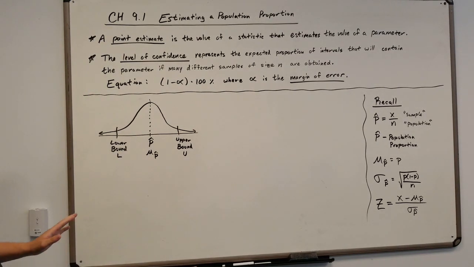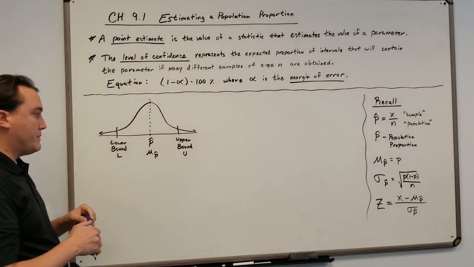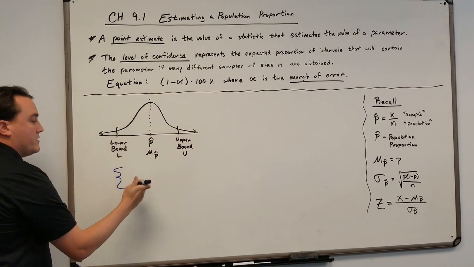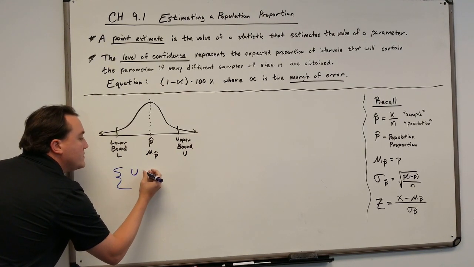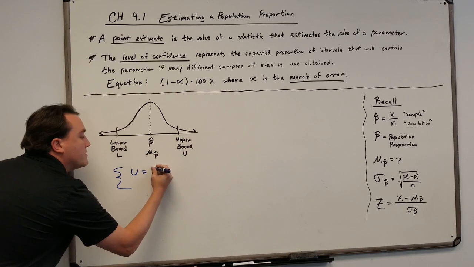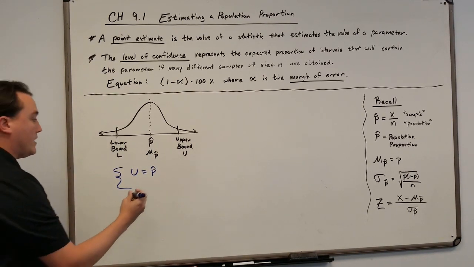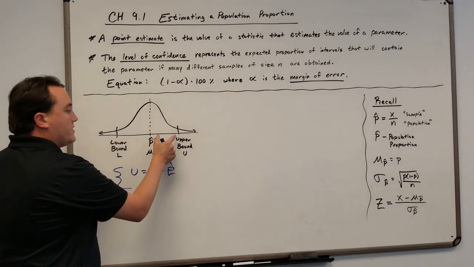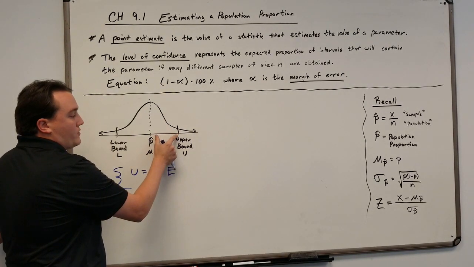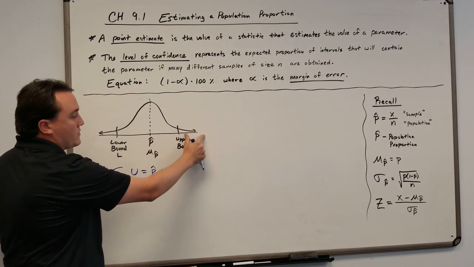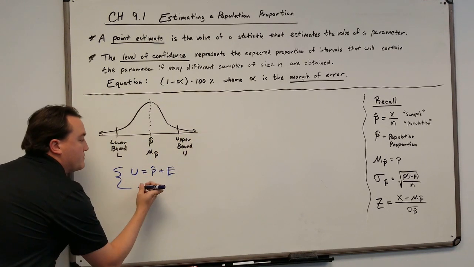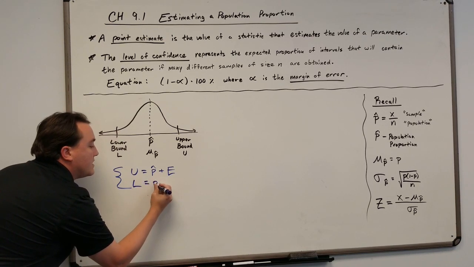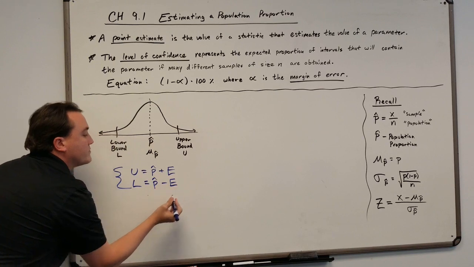So now, given this graph, we can do some math. We can get an equation for the upper bound and the lower bound. So the upper bound is equal to the population proportion plus error, okay? So this is our error that's okay. Past that, it's not okay anymore, right? So our confidence interval is based off an error value. And then our lower bound is the population parameter minus the error, okay?